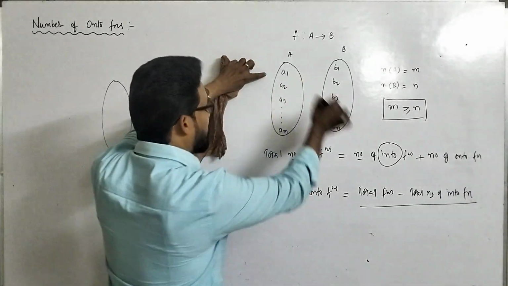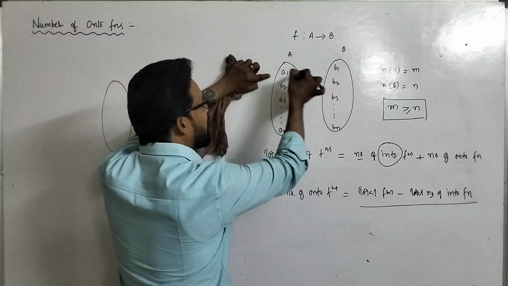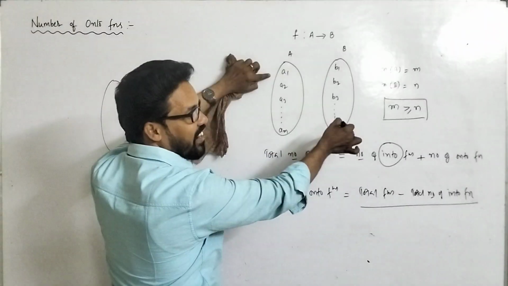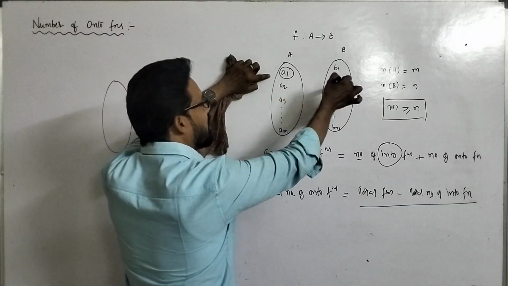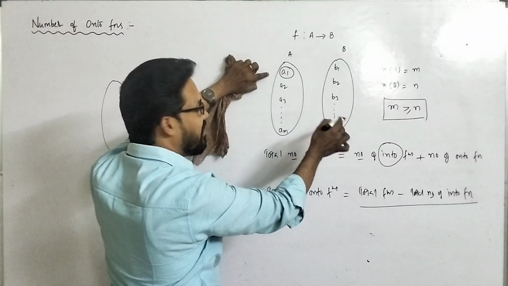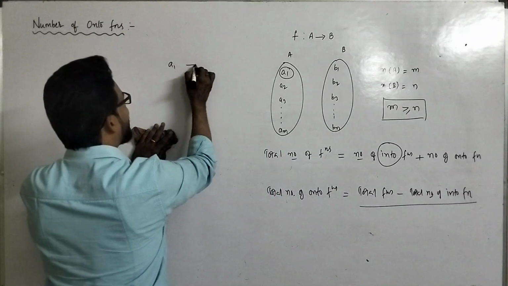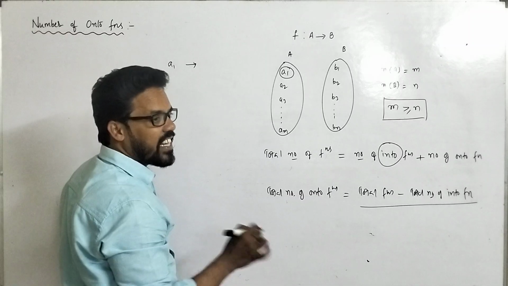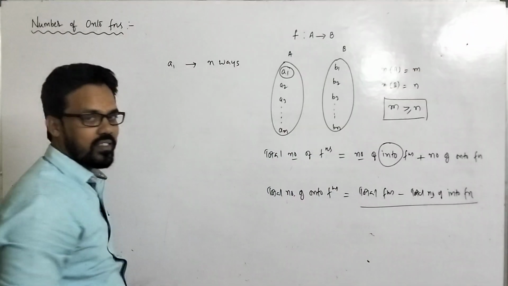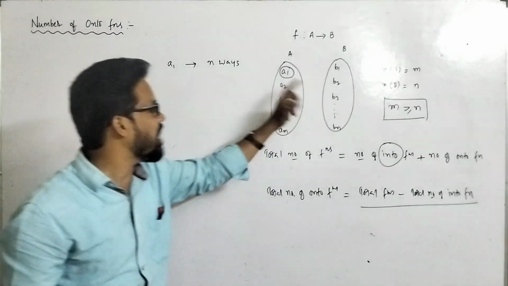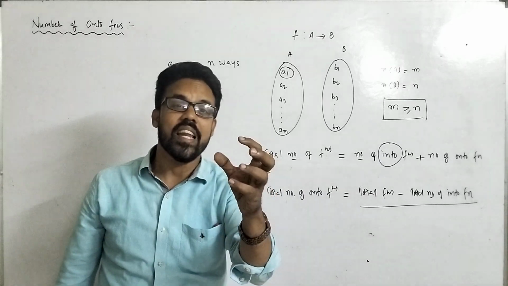Hence, to get the number of functions, A1 can be mapped with either B1 or B2 or B3 or so on up to Bn. Therefore, how many possibilities are there for A1? A1 can be done in how many ways, sir? n ways. Because A1 to B1 or A1 to B2 or A1 to B3 or A1 to Bn, there exist n cases.